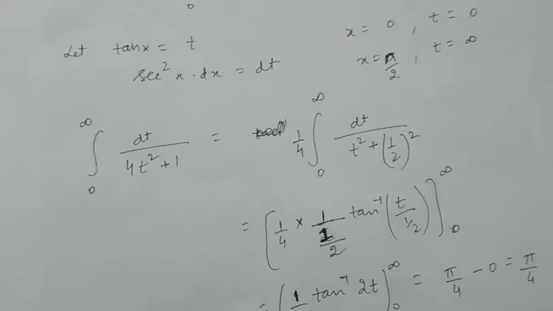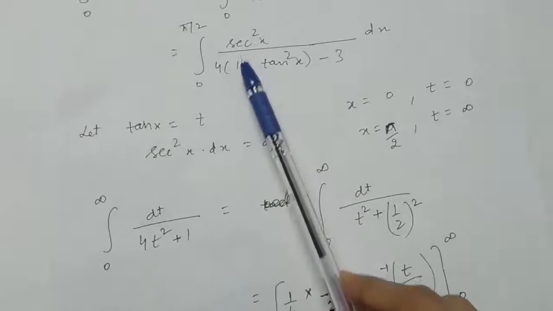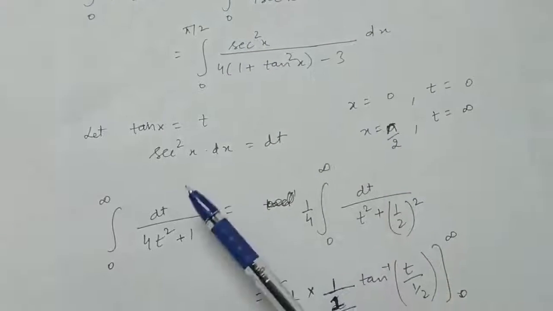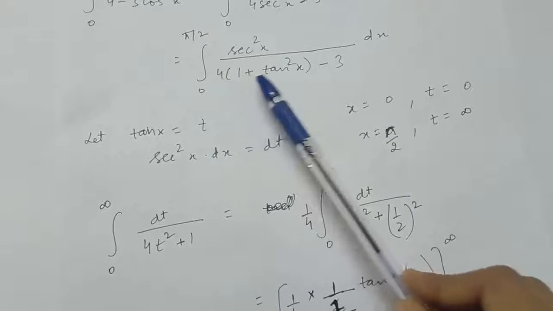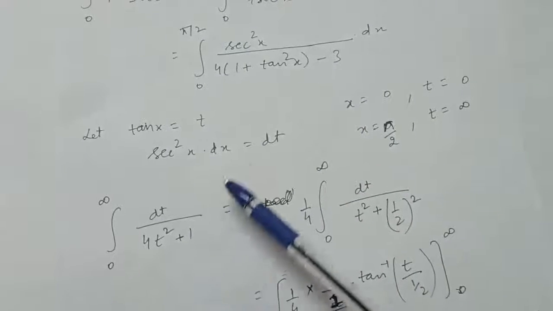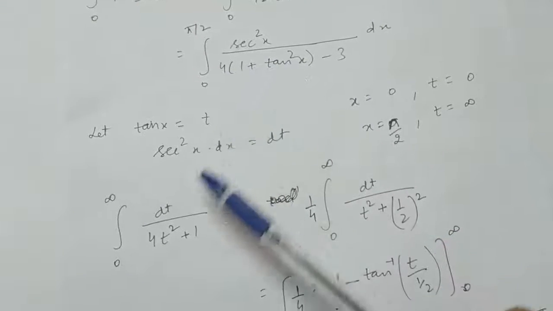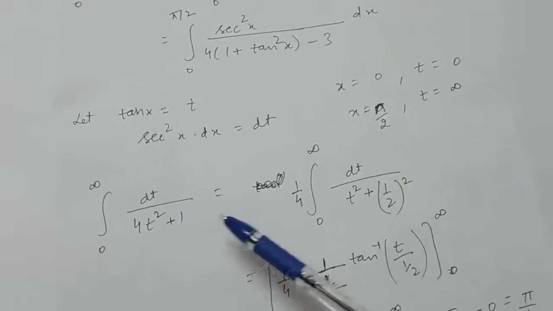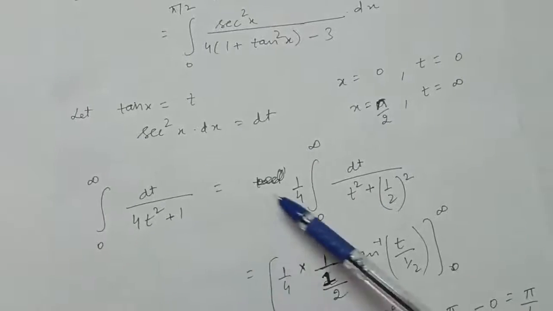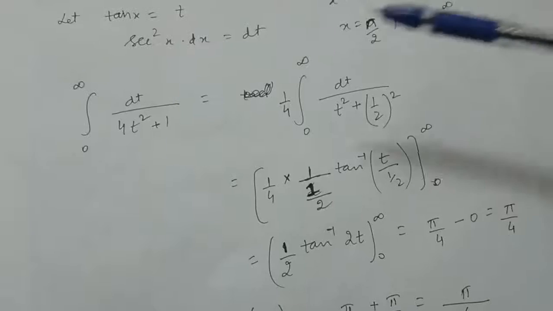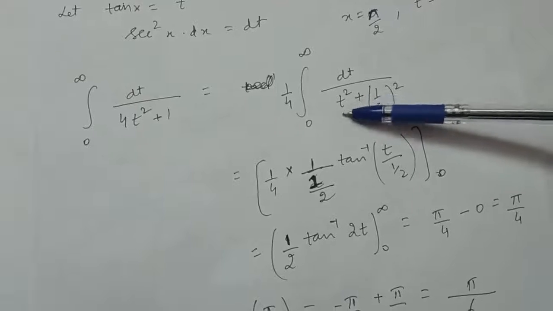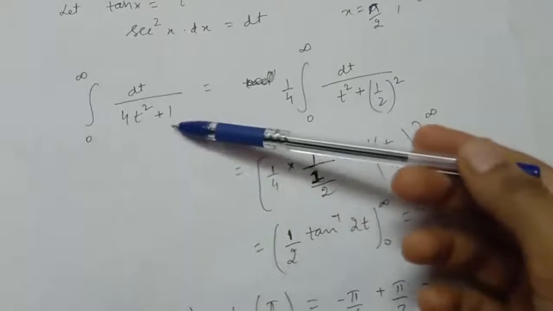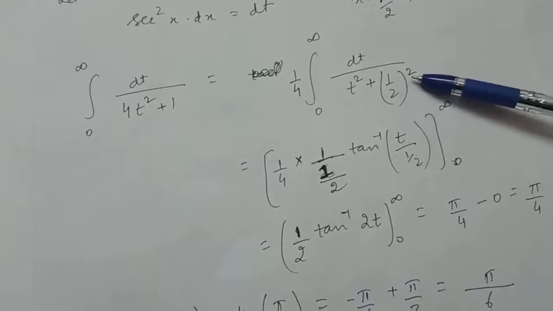Now this integral will become, in place of secant square x dx, dt, and in place of this, see, this will be 4 minus 3, that is 1, plus 4 tan square x, that is 4t square. Now make the coefficient of this t square as 1. For that, take 1 by 4 common outside the integral. So 1 by 4 integral of dt upon t square plus 1 by 4, which can be written as 1 by 2 whole square.